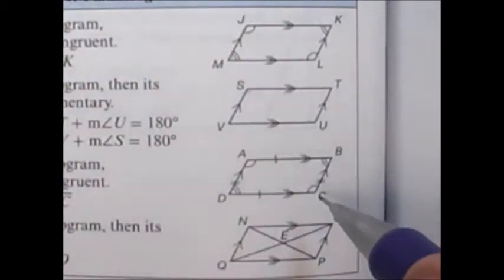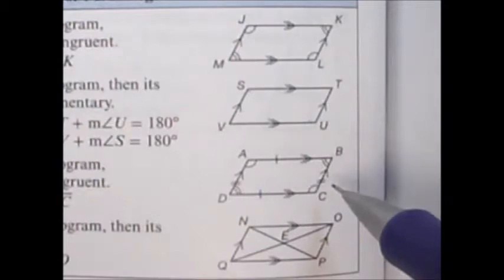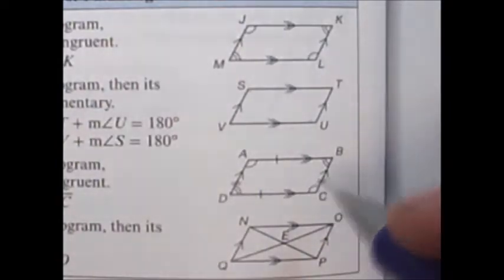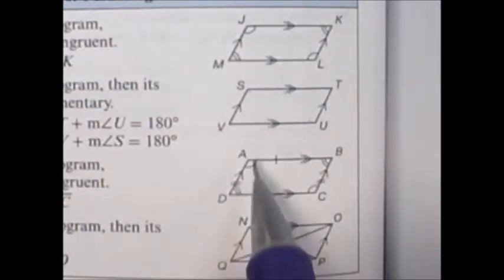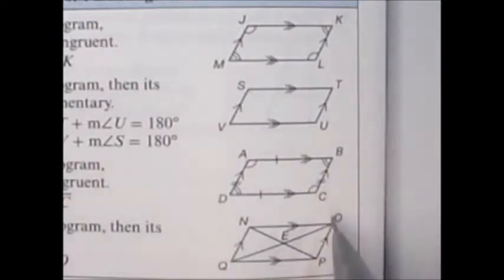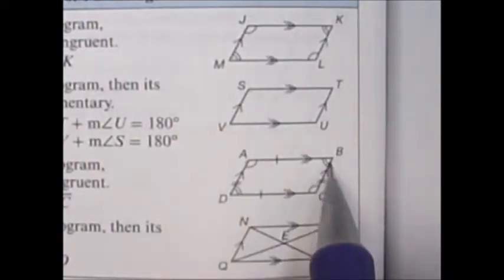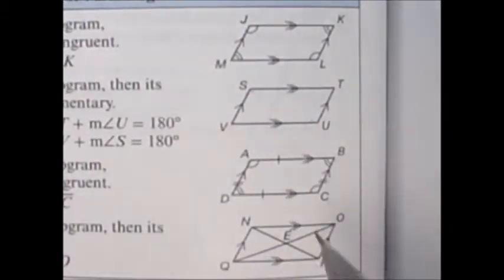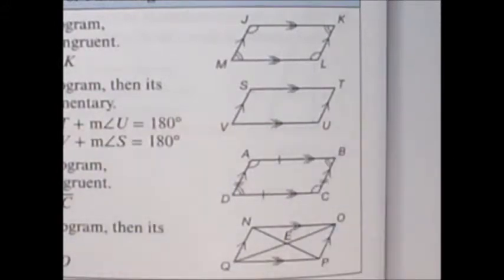Okay? If a quadrilateral is a parallelogram, then the opposite sides are congruent, just meaning that DA is congruent to CB. Also, AB is congruent to DC. We already kind of knew that. Opposite sides are congruent. If a quadrilateral is a parallelogram, then its diagonals bisect each other.